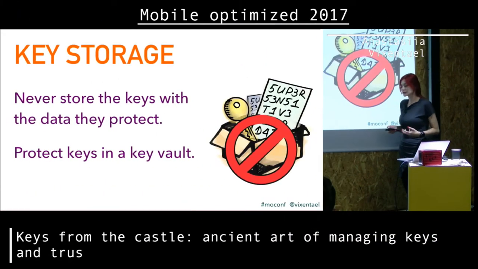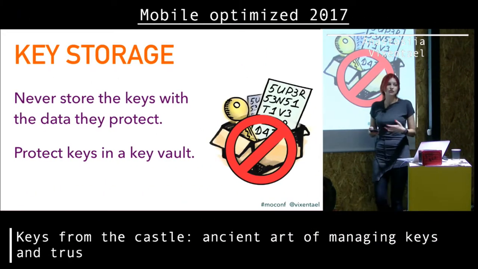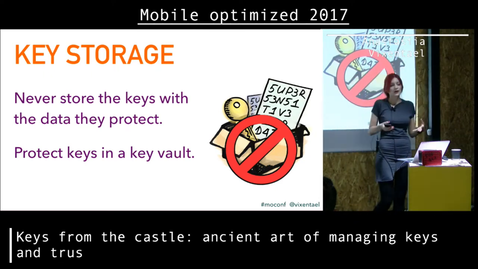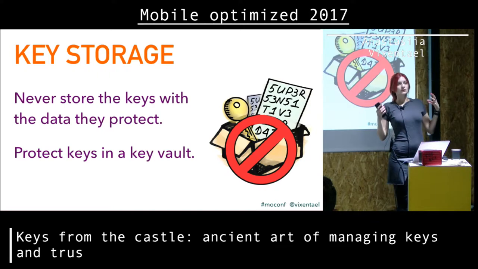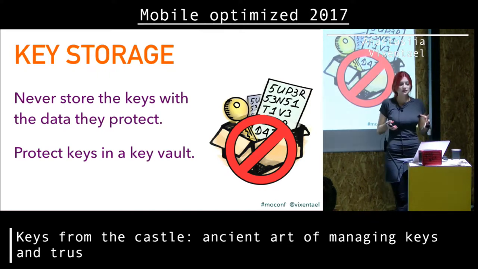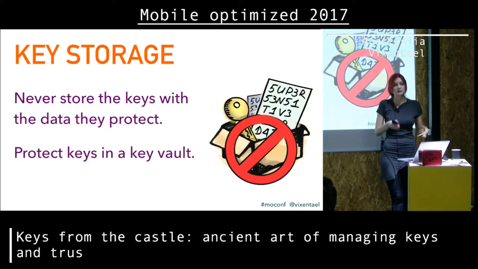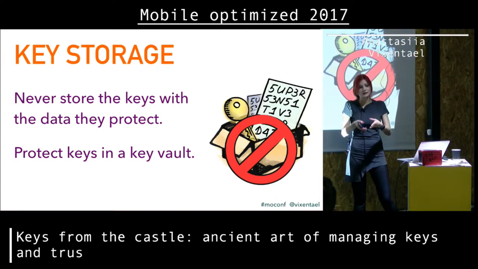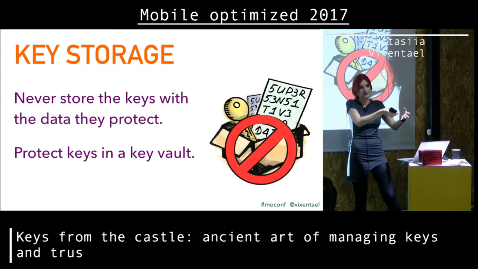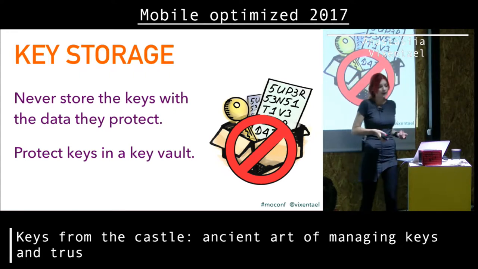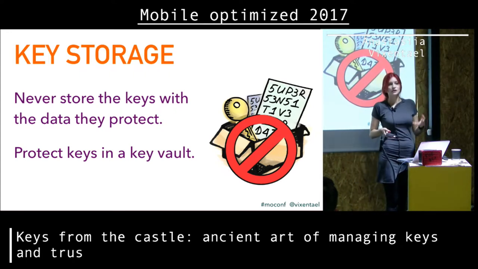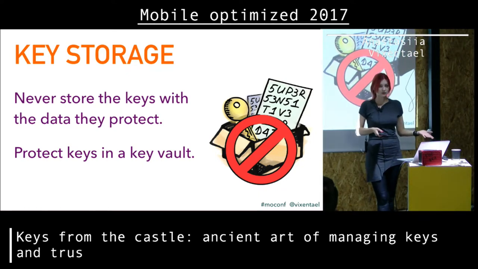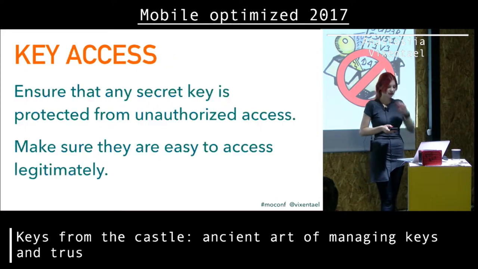Let's move forward to key storage. Key storage is a big deal. We need to store keys securely in a way which minimizes risk. One big point here: please don't store keys with encrypted data. I mean, don't store keys that decrypt the data together with the encrypted data. Of course, you know where to store keys in your ecosystem, right? We will touch on this a little bit later.